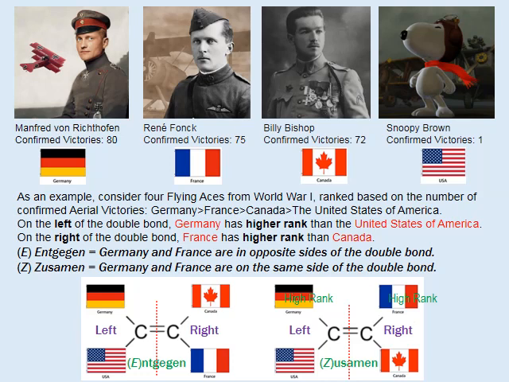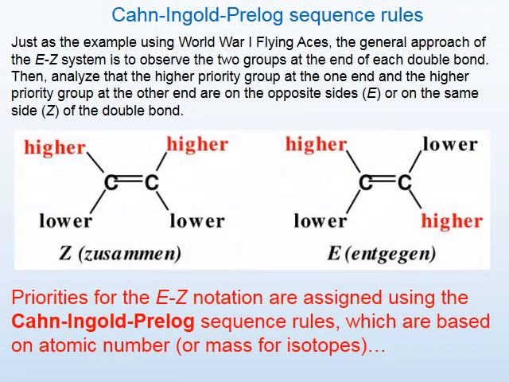If the high-ranking member from the left and the high-ranking member from the right are on the same side of the double bond, the configuration of the pseudo-compound is zusammen, as is the case when Germany and France are on the same side of the double bond. Just as in the example using World War I flying aces, the general approach of the E-Z system is to observe the 2 groups at the end of each double bond. Then, analyze whether the higher priority group at the one end and the higher priority group at the other end are on the opposite sides or on the same side of the double bond.